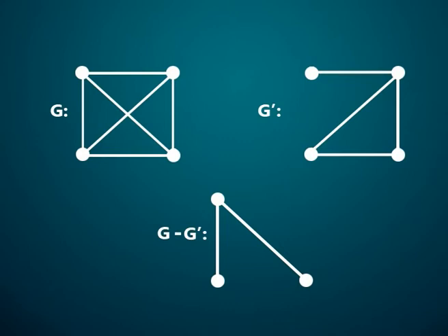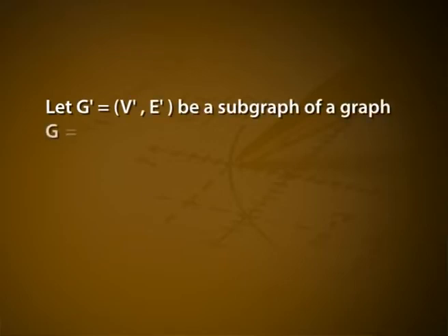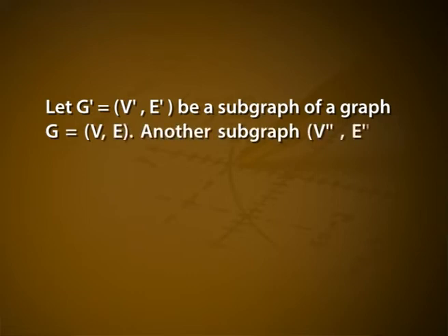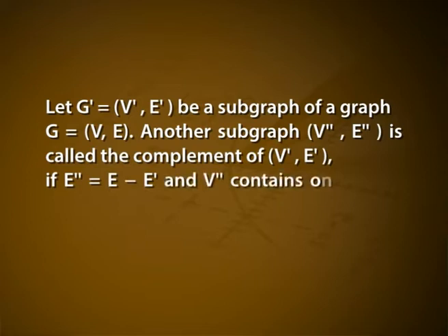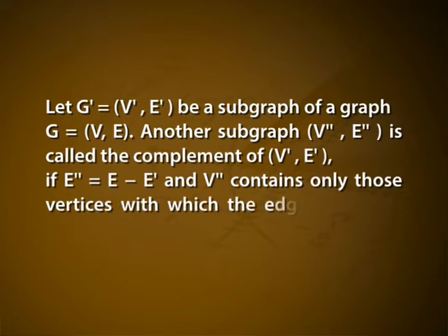We can have the complement of a subgraph with respect to a graph also. Let G' equals the pair (V', E') be a subgraph of a graph G equals the pair (V, E). Another subgraph, the pair (V'', E''), is called the complement of the pair (V', E') if E'' equals E difference E' and V'' contains only those vertices with which the edges in E'' are incident.